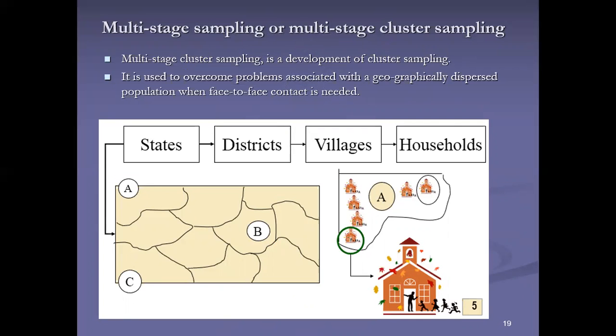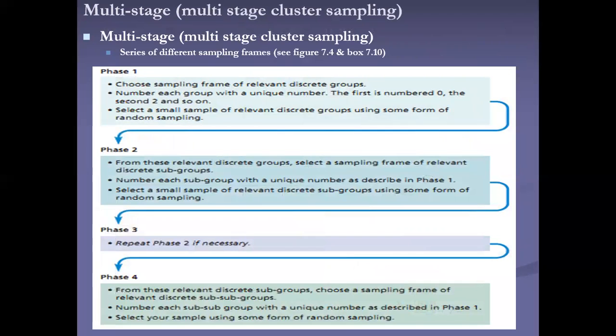For example, we can collect data from household people. Suppose our population is a city, and we need face-to-face contact with each respondent. Then we should make clusters like this: first of all states, then districts, then villages, then maybe mahallas, then maybe households. In this way, using multi-stage sampling, we can make contact with the individual participant.